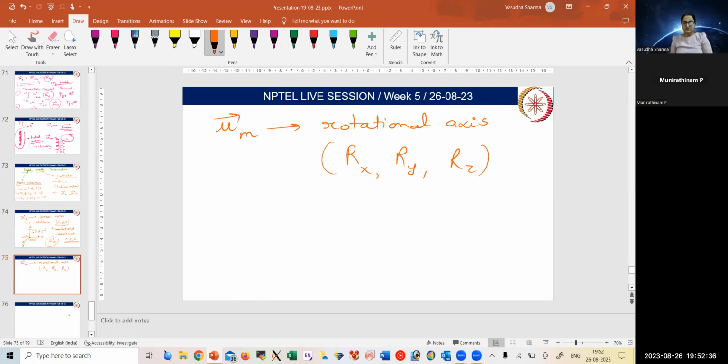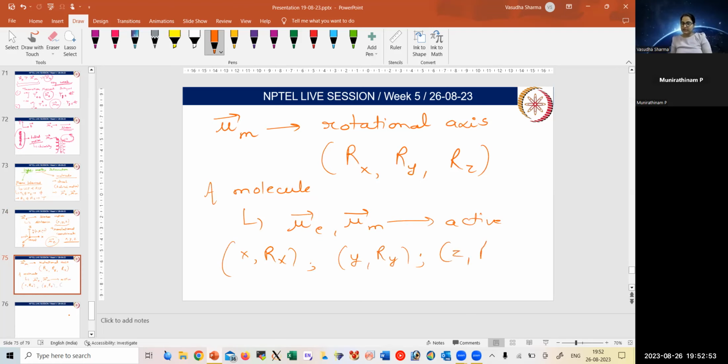Now, in a molecule, we are saying that mu E and mu M both should be active for chirality. For that purpose, X and Rx, Y and Ry, Z and Rz, these pairs should have the same symmetry. If they have the same symmetry, that means they will allow the transition to happen for those two dipole moments to be active. So they can't have different symmetry.